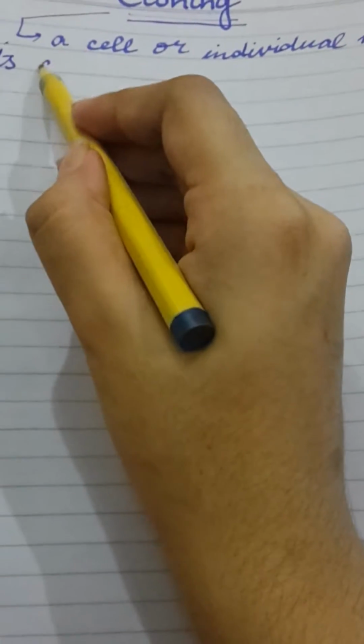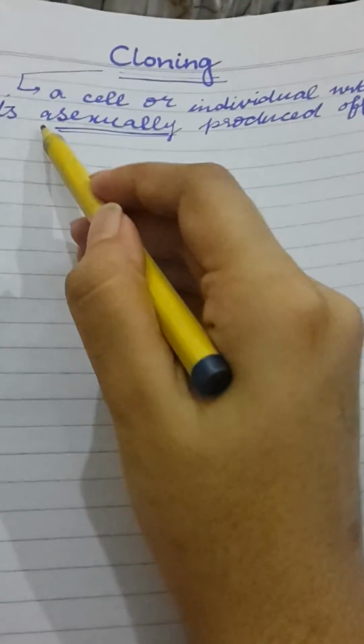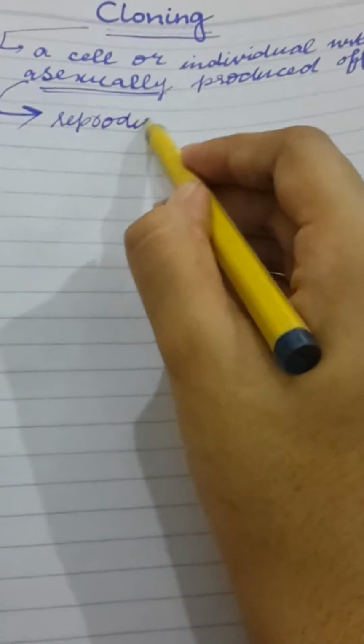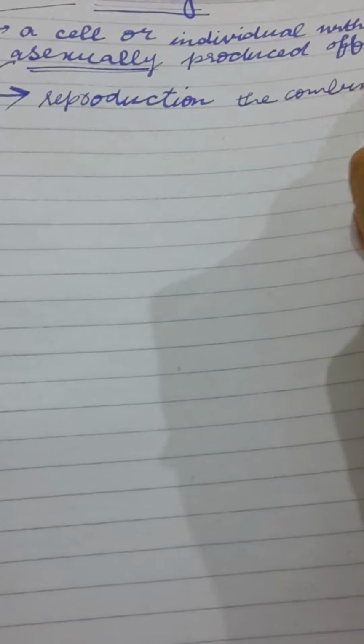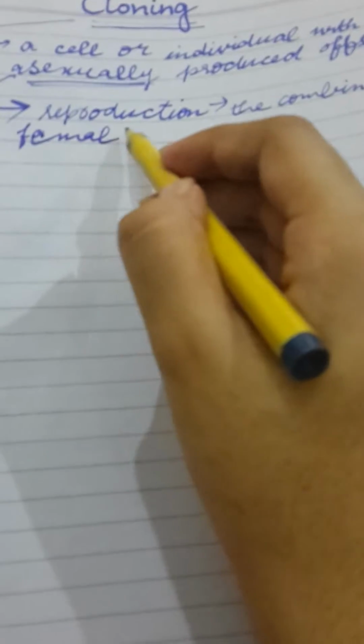You can simply say that a cell or individual with its asexually produced offsprings. Now over here our word is asexual. What does it mean? Asexual means the type of reproduction that doesn't involve the combination of the female and male gamete.